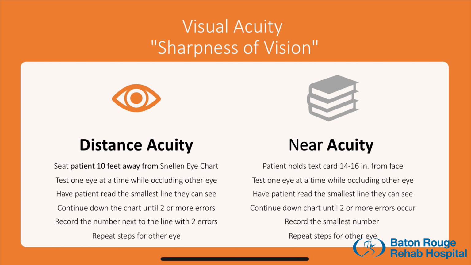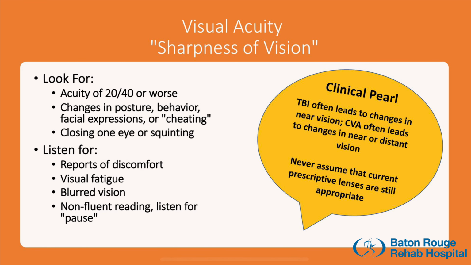A score of 20/40 on either acuity portion would warrant a referral to an eye doctor. However, if you observe any abnormal behaviors or difficulty completing either portion, we would also want to refer to a trained professional. When assessing acuity, remember to watch your patients for any signs of discomfort or any behavioral or postural changes that might indicate difficulty or deficits in vision.